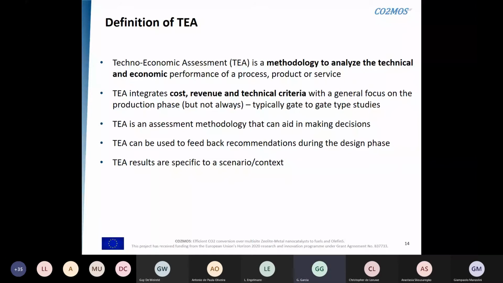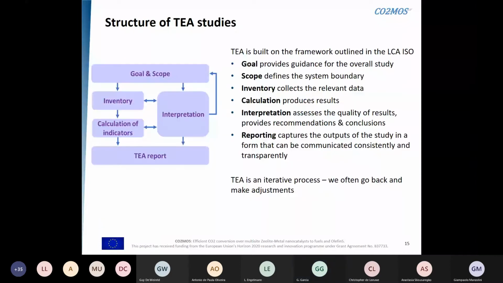So TEA can be undertaken following a similar methodology to that of LCA. In this way, the main phases are the goal, to identify the specific aim of the study, scope, to define the system boundary, inventory, to collect the relevant foreground and background data.